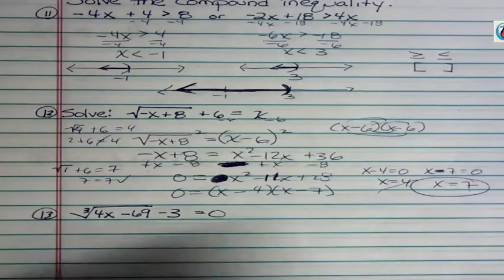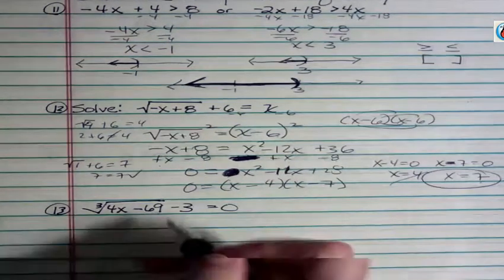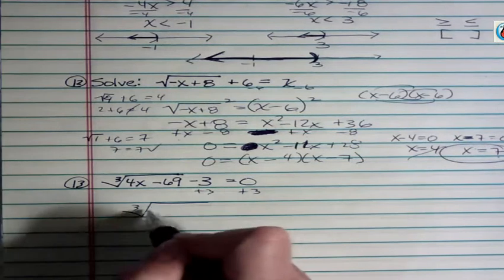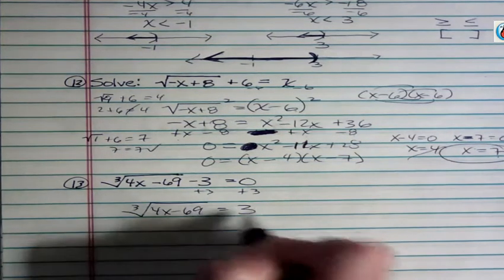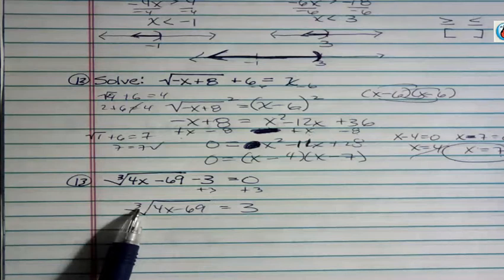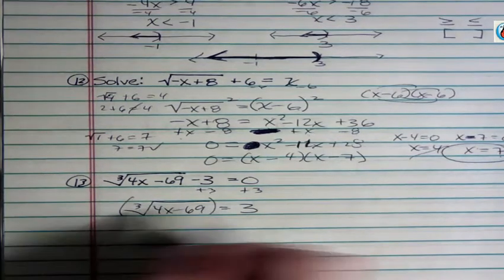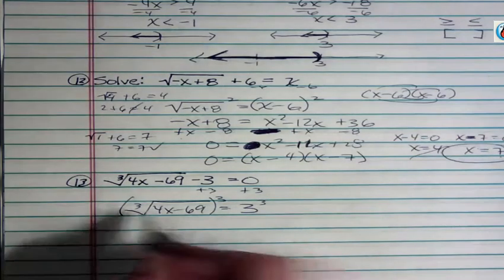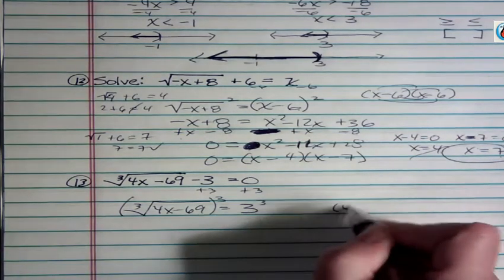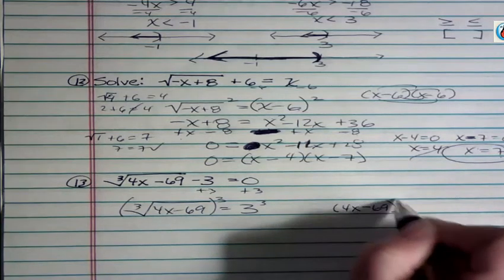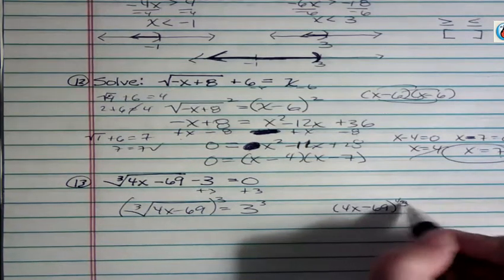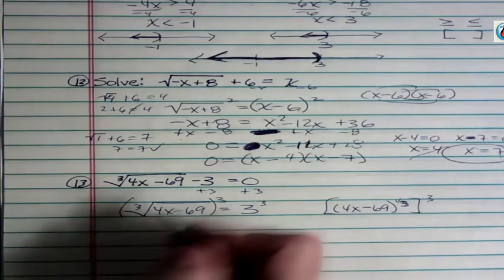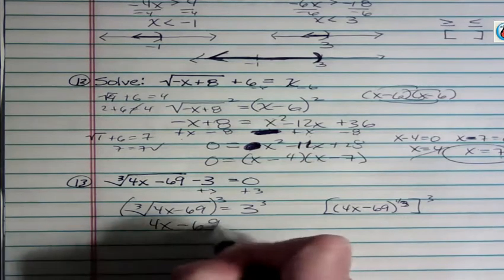All right, and the last one here, number 13, I'm going to add 3 to both sides to get this radical by itself. And then I want to get rid of this cubic root. And so what I want to do is take that to the third power. And if I take the left to the third power, I need to take the right to the third power. A cubic root is actually to the 1/3 power. So that's like saying I have a 1/3 power and I'm taking that whole thing to the third power, and a third of 3 is 1, and that's how I just get the radicand 4x minus 69.